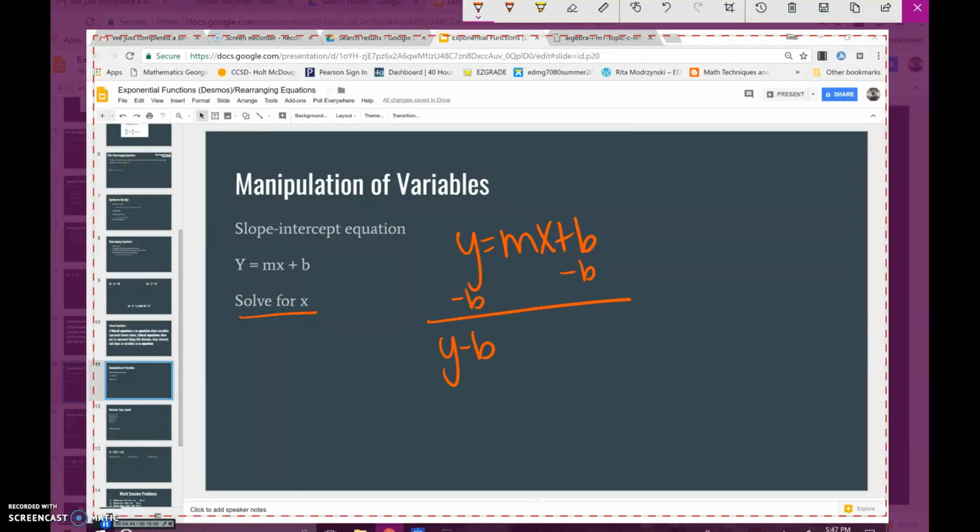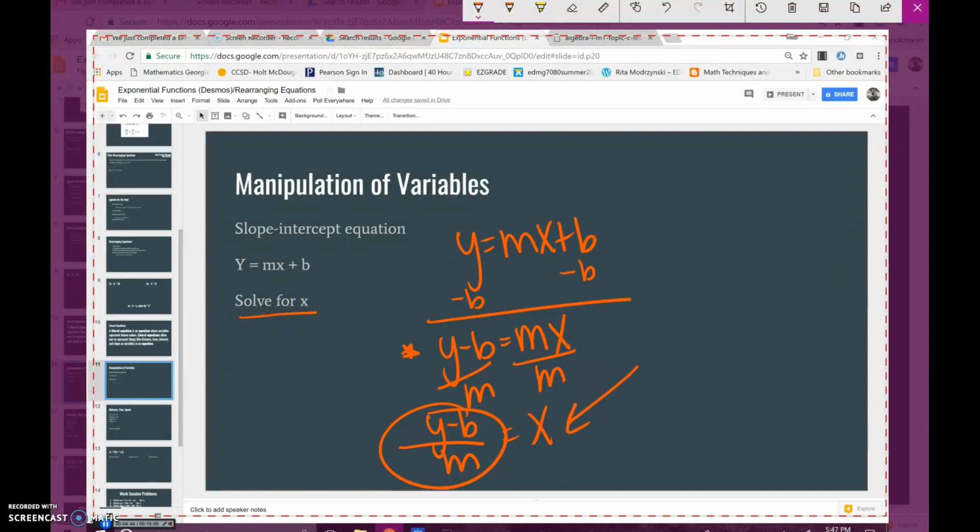So I have y minus b, and remember, I cannot combine those because y and b are not like terms. y minus b equals mx. I want to get x by itself, so I divide by m on both sides, and I have x equals y minus b divided by m. And I'm done. I can't combine any of those together. None of those are like terms. And I've basically gotten my x by itself by manipulating these variables, moving them around by inverse operations, just like I would with numbers.